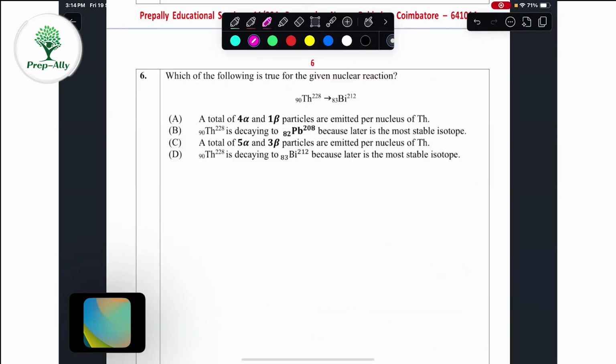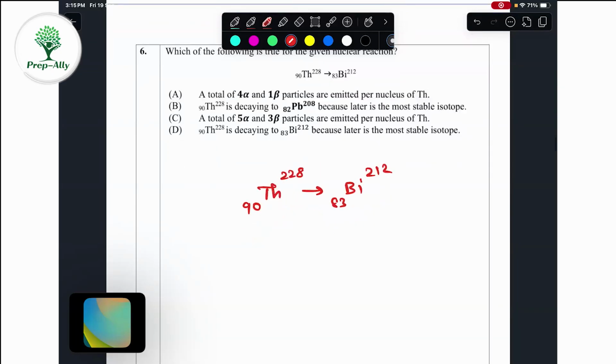Okay, next. Which of the following is true for the given nuclear reaction? So the given reaction is thorium with mass number 228 and 90 protons. It is going to convert into bismuth 212 and 83. Let's see. The total of 4 alpha and 1 beta particle are emitted per nucleus.